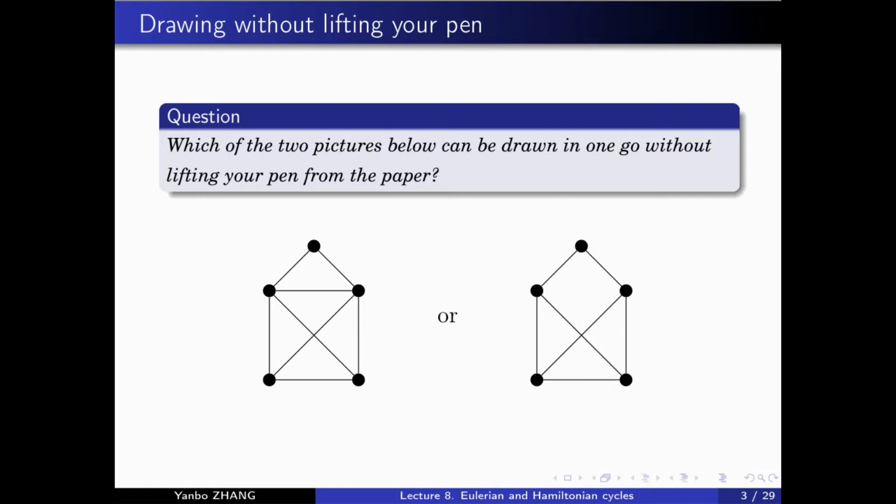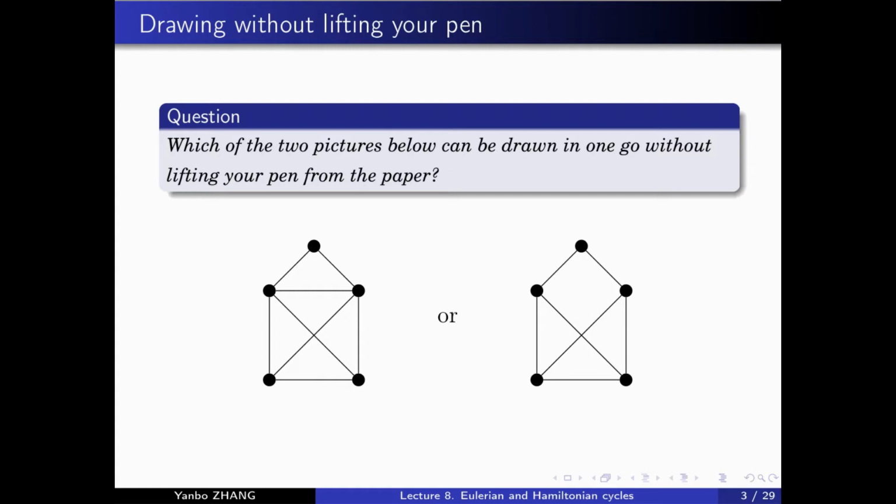Let's start with this simple example. Drawing without lifting your pen. The question is, which of the 2 pictures below can be drawn in one go without lifting your pen from the paper? The answer is the first graph can be drawn in one go, but the second graph cannot.